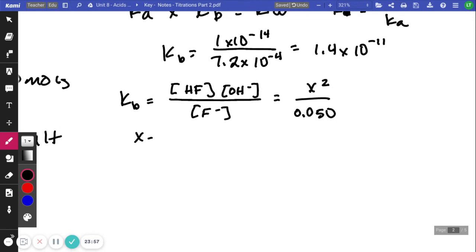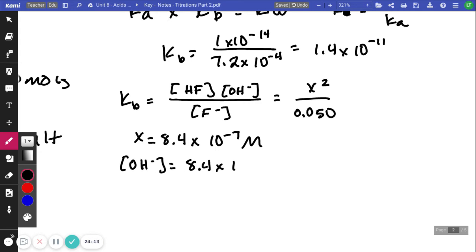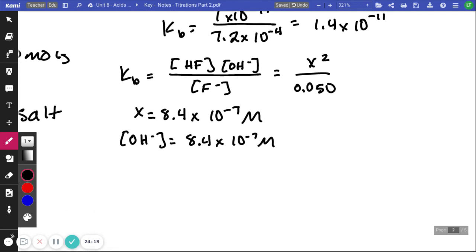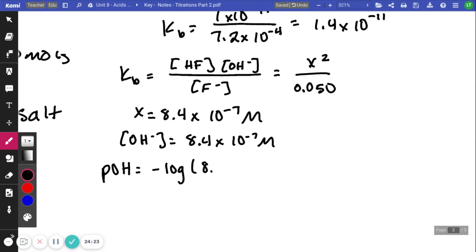So when I plug it in and solve for X, I get that X is equal to 8.4 times 10 to the negative 7th molar. So that means my hydroxide ion concentration is equal to 8.4 times 10 to the negative 7th molar. All right. And then we can plug it in to solve for our pOH. So our pOH is equal to the negative log of our hydroxide ion concentration. And when I plug that into my calculator, I get 6.08.